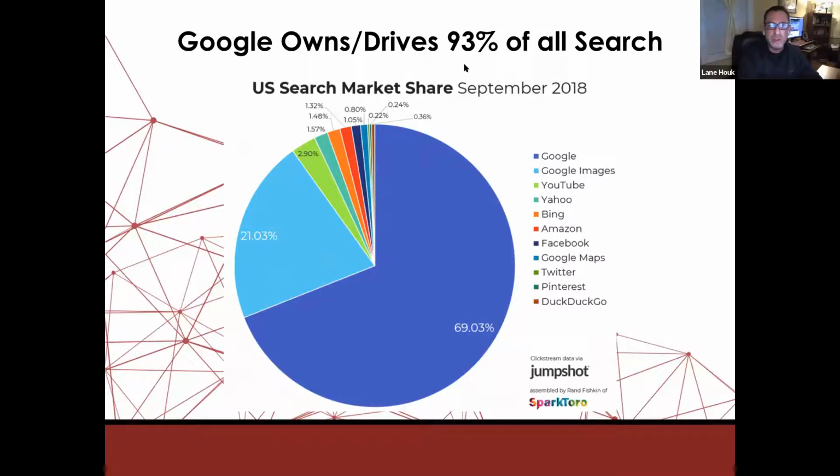Combined, almost 93%. So again, just looking at the pure data and the statistics, it makes sense for healthcare providers in all industries to really make sure that their marketing strategy is oriented towards doing well in Google search.